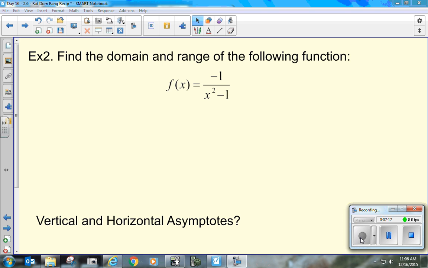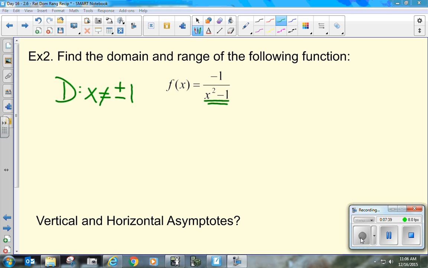Okay. So, what do we find out? What's our domain here? X cannot equal positive or negative 1. Let us not forget that when we square negative 1, that still turns positive, and that would make the bottom equal to 0.